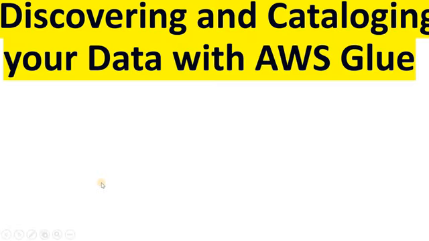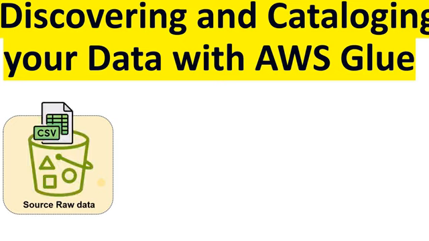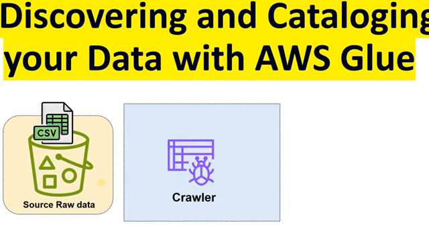Hi, in this video, I will show you how to discover and catalog your data using AWS Glue. Here we will have our source raw data in an Amazon S3 bucket that contains a huge list of CSV files. Now we will use the AWS Glue crawler service, which will discover the data from the source, that is the S3 bucket, and load that data into the AWS Glue provided data catalog.